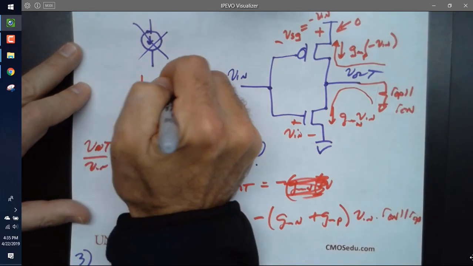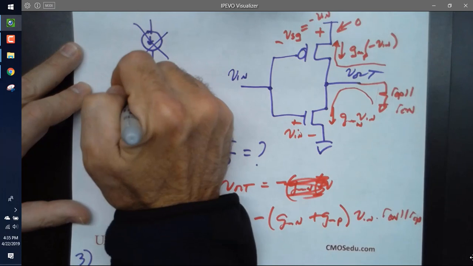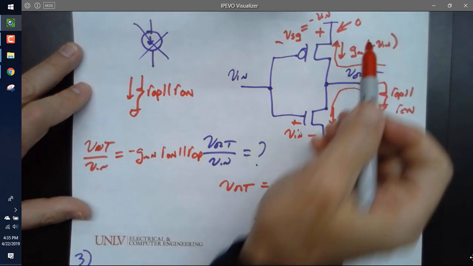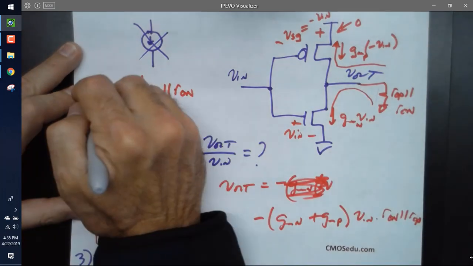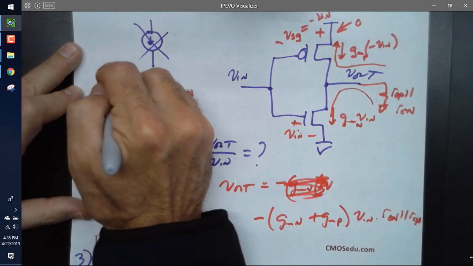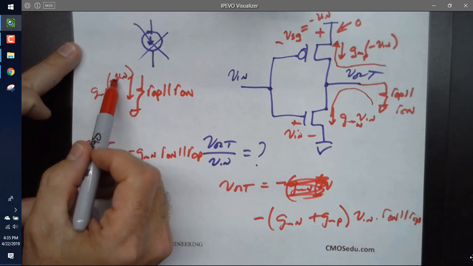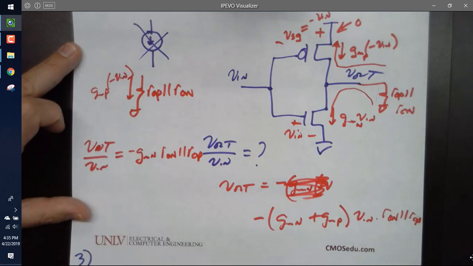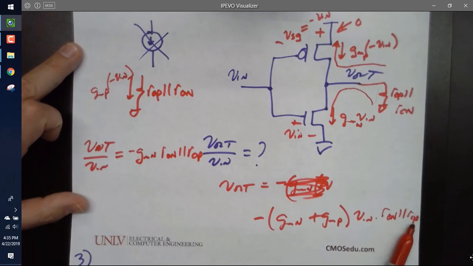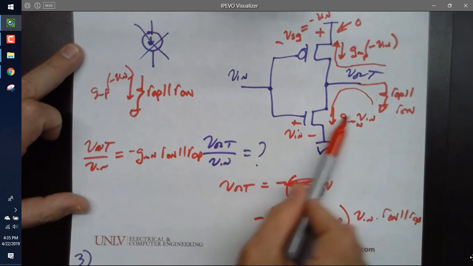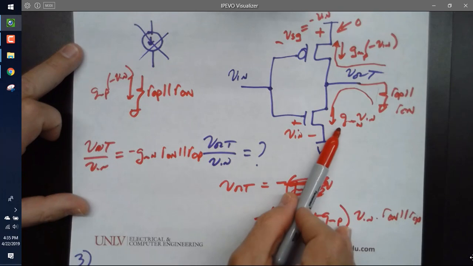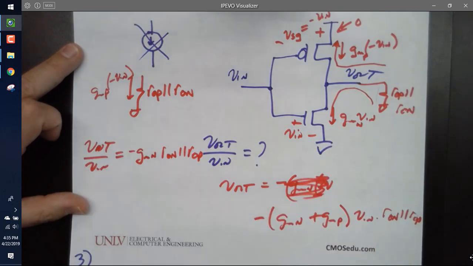Shouldn't the negative sign go inside, not outside? So isn't this voltage, if I use GMP times minus V in, minus GMP times V in times R out P in parallel R out in, minus GMP times V in times R out P? If I pull it backwards, isn't it minus, because it's flowing backwards, minus GMN V in R out P in parallel with R out in?